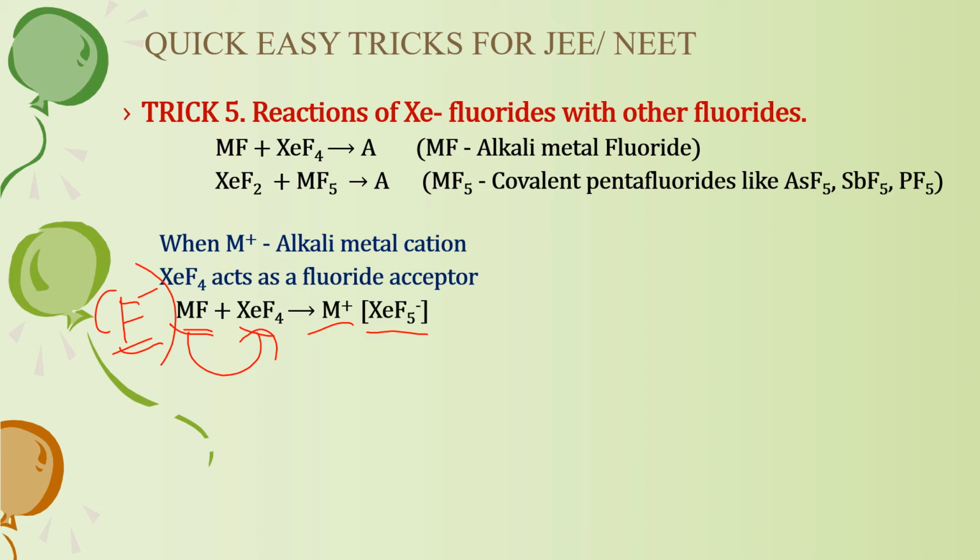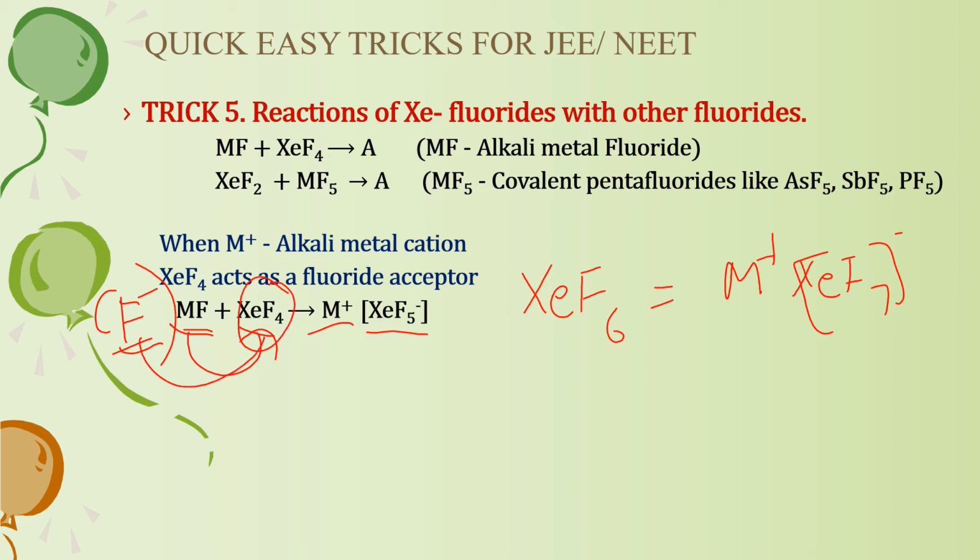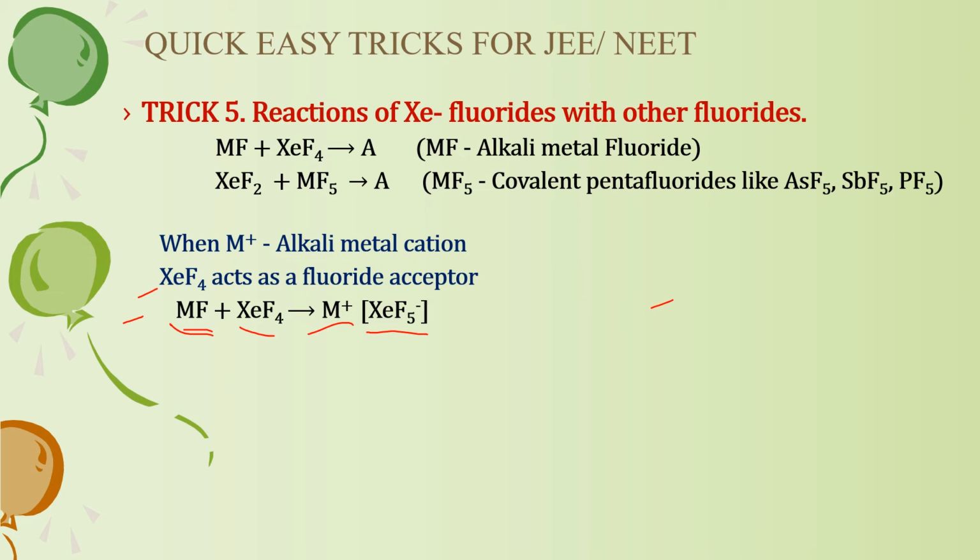Supposedly if it is XeF6, then it would be M positive, XeF7 negative. Okay, so this is what you have to do. Whatever is the xenon fluoride over here, just add a fluoride ion to it and delete it from here. Easy enough, no difficulty in writing the product. Great. So you're learning so many reactions with so simple tricks, right?